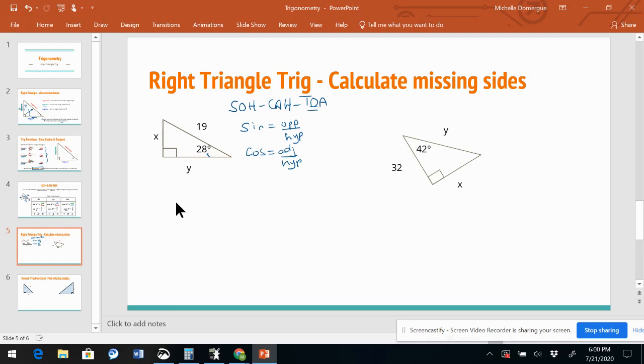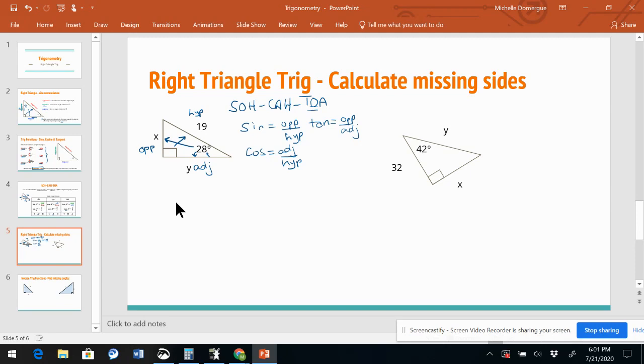And then finally, tangent is going to be opposite divided by adjacent. So in this case, my x side is across from my angle of interest, across from 28 degrees. So that will be my opposite side. The side next to or adjacent 28 degrees is my adjacent side. And the side across from my 90-degree angle is always my hypotenuse.